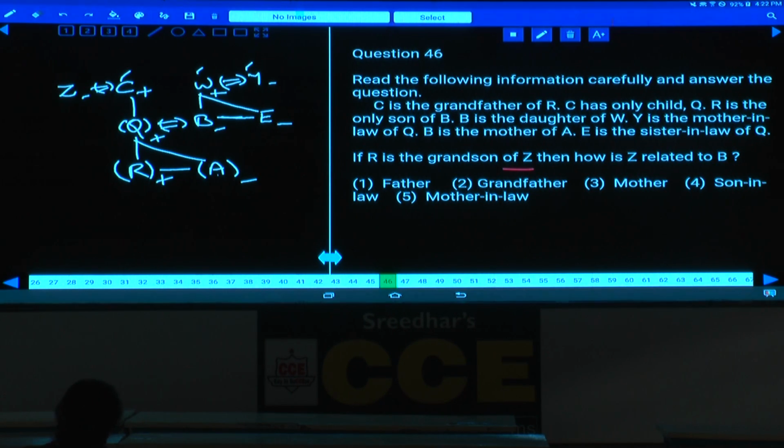Then how is Z related to B? How is Z related to B? B is husband, husband is Q, husband's mother is mother-in-law, choice 5. Done with this? Mother-in-law, choice 5, question number 46. Then 47 onwards.